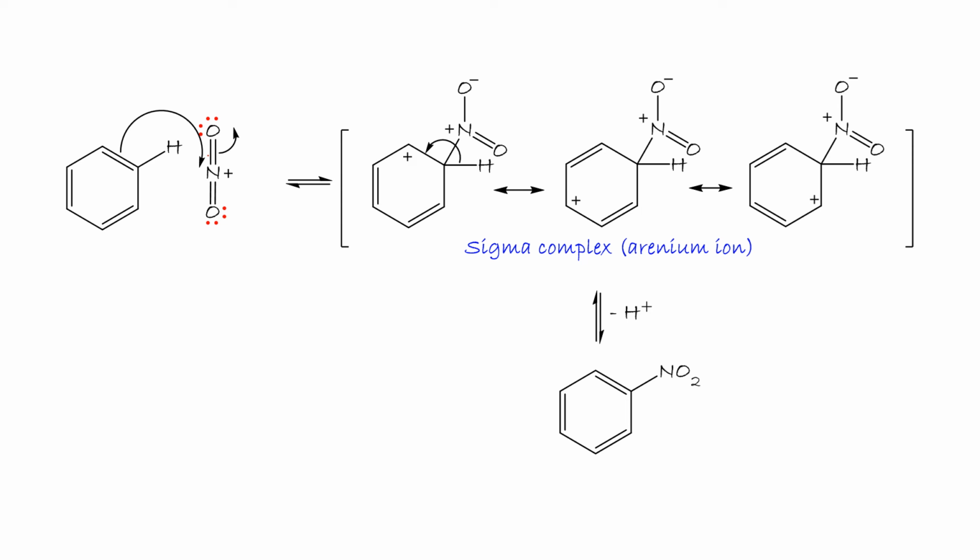So the benzene will attack on the nitrogen, forming sigma complex, elimination of hydrogen recreates the aromaticity, forming nitrobenzene.